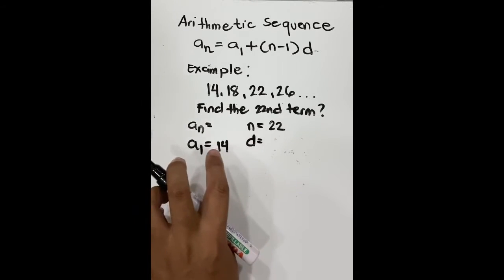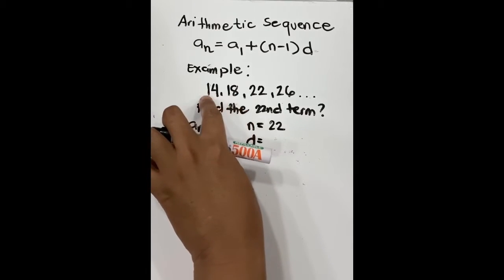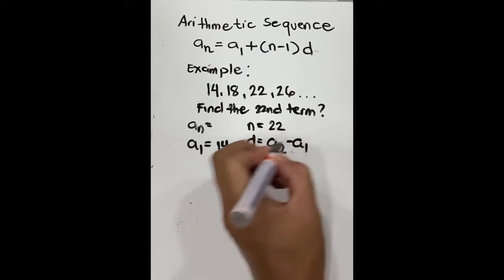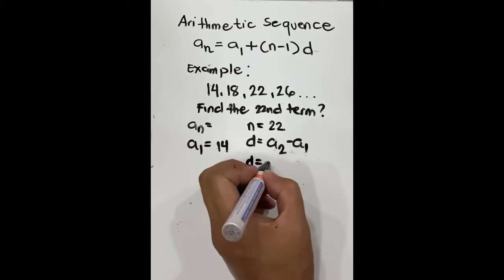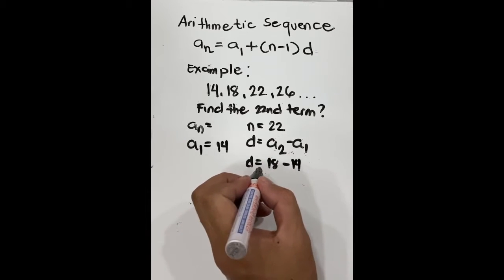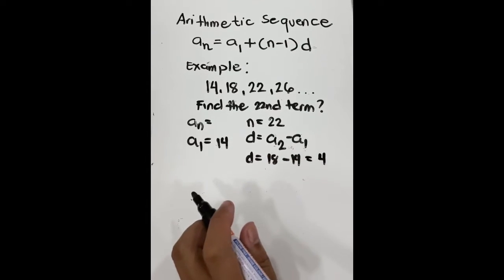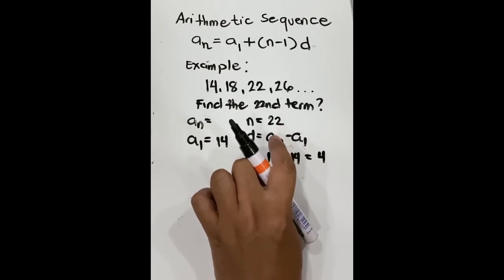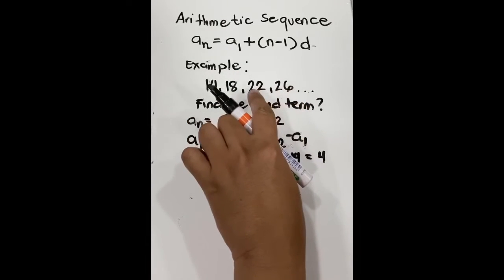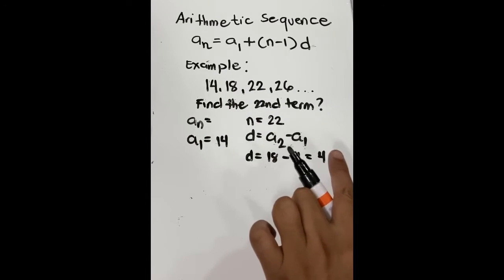So how do you get the common difference? So you just simply subtract the first term from the second term. So a sub 2 minus a sub 1. So what is our second term? 18. Then our first term is 14. So our common difference now is 4. Okay? So hindi lamang second term minus first term. Pwede ring third term minus second term, fourth term minus third term. So kapag ginamit mo yon, ang lalabas din na sagot na common difference ay 4.